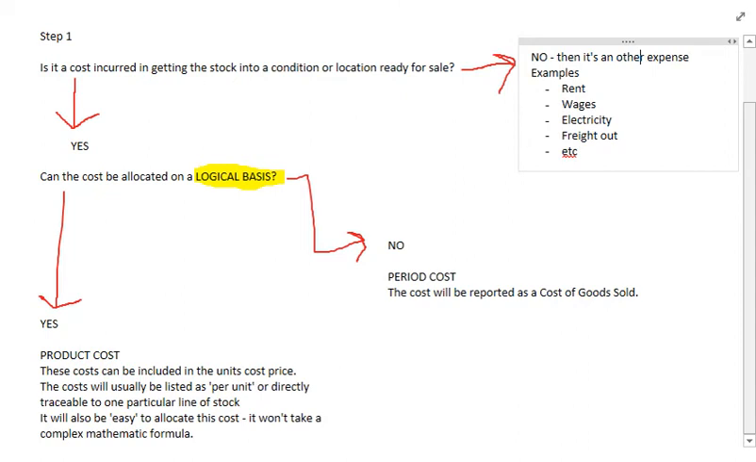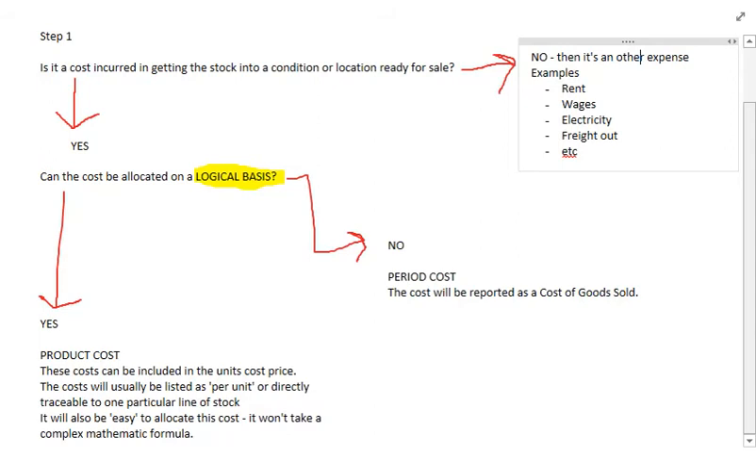If there is a logical basis, that's when we have a product cost. The product cost is included in the unit cost price. So the cost price, originally we've had what you buy or what you pay for each unit of stock from the supplier. In this case, if we can classify the cost as a product cost, we can incorporate that expense into the cost price of the stock.